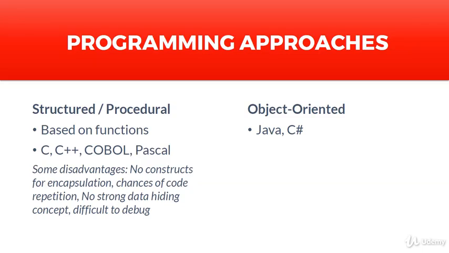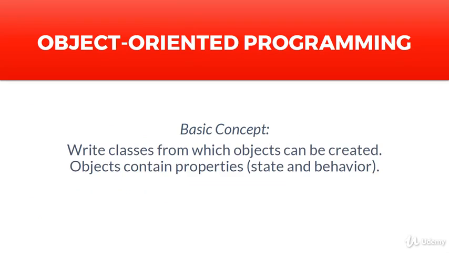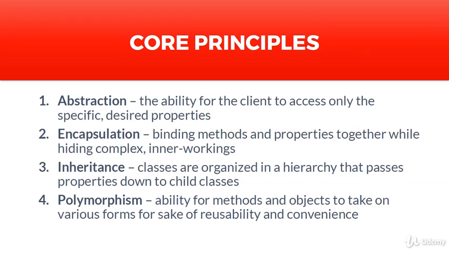Things progress even further when we talk about object-oriented programming, and these are more heavier concepts. So Java, C# is more object-oriented programming. What do we mean by object-oriented programming? So the basic concept is you write classes from which objects can be created. Those objects have properties, state, and behavior. And with this idea, we have four core principles, or people call these the four pillars of object-oriented programming.